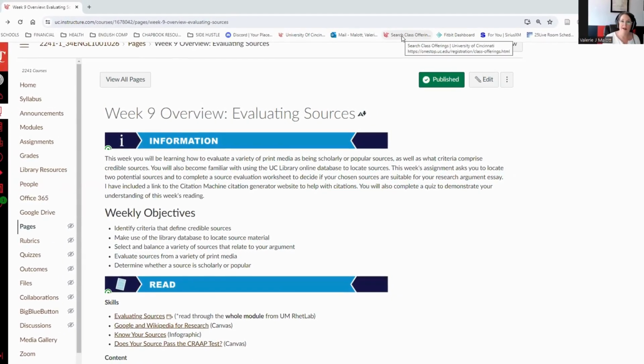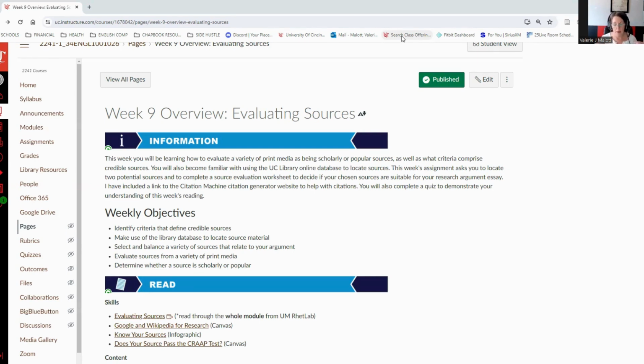This week we are in week 9 and we'll be focusing on evaluating sources. So now that we have started this research project and we're taking these little baby steps towards tackling the beast, I think that's what I referred to it last week, we are now going to dive into why evaluating sources is so very important when you're doing research like this.